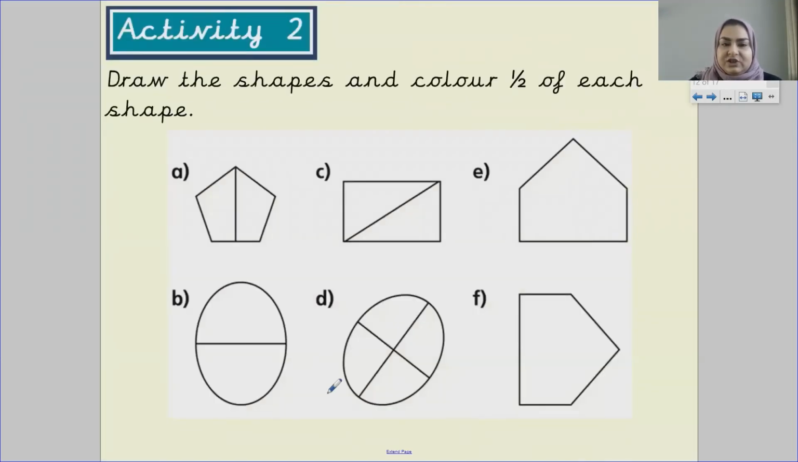Now activity 2, draw the shapes and color half of each shape. So on your piece of paper, you need to make sure you're using a ruler and you need to draw out these shapes. Then you need to color in half of the shape. Okay, so with E and F, the lines have not been drawn for you. So when you draw this picture out, you need to make sure you half it and then color in a half.